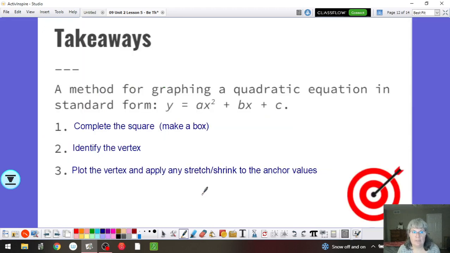So what are our takeaways? When you're given an equation in standard form, like y equals ax squared plus bx plus c, you want to complete the square first, that's making the box, or 2 or 3, depending on what the a value is. Once you've completed the square, you want to identify the vertex, and then once you have identified the vertex, you'll plot the vertex and apply any stretch or shrink to the anchor values, which of course are 1, 4, and 9. And this is where we finished in class. I will pick up the rest of the lesson in the next video.